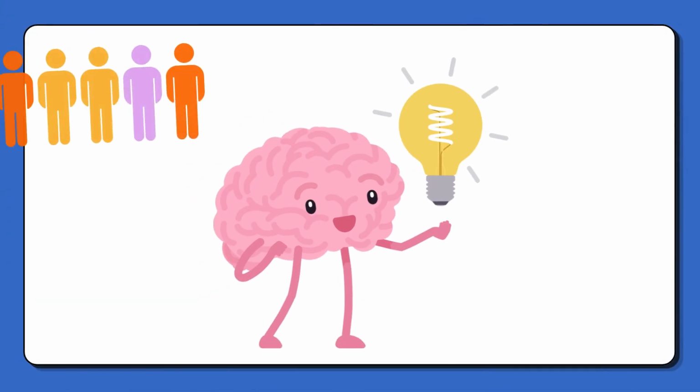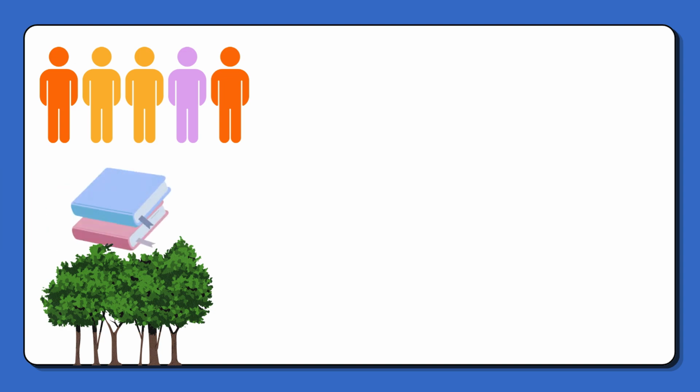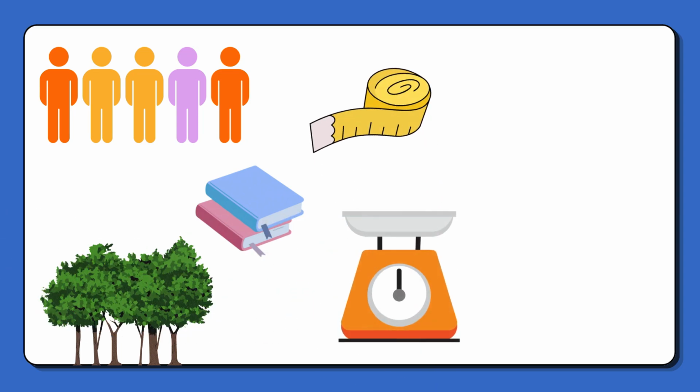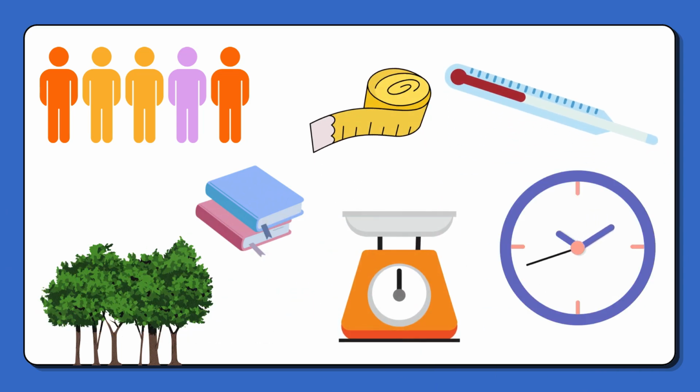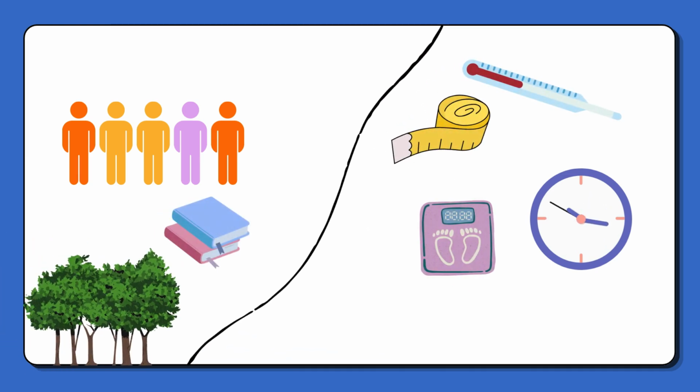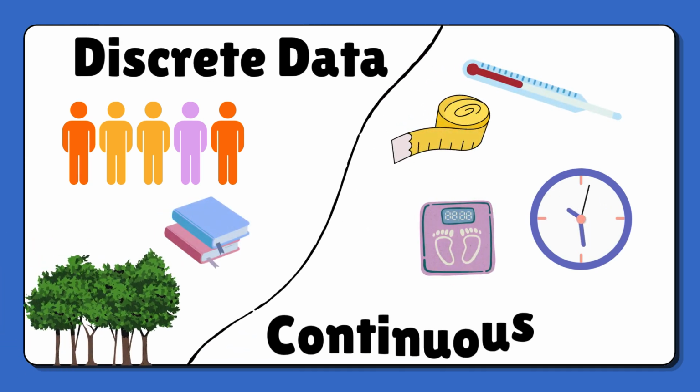Have you ever wondered why the number of students in a classroom, number of trees in a forest and number of books in a library can only be in whole numbers, while a person's height, weight, temperature, and time duration of this video can be measured with decimal values? In today's video, we will understand two important types of data: discrete data and continuous data.